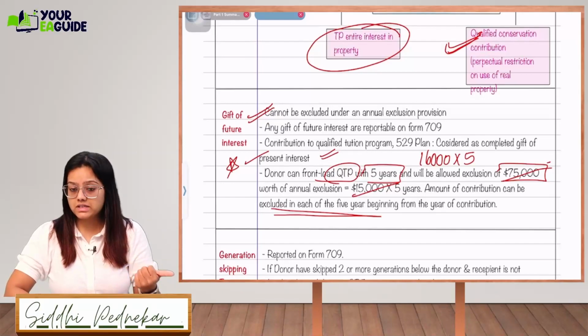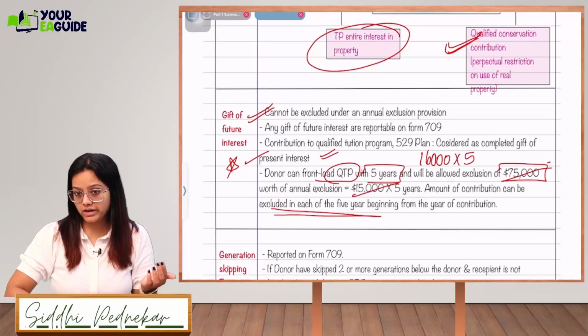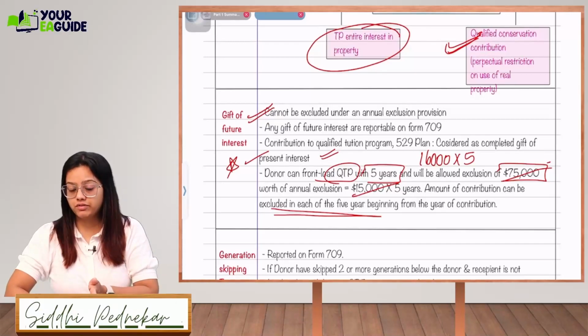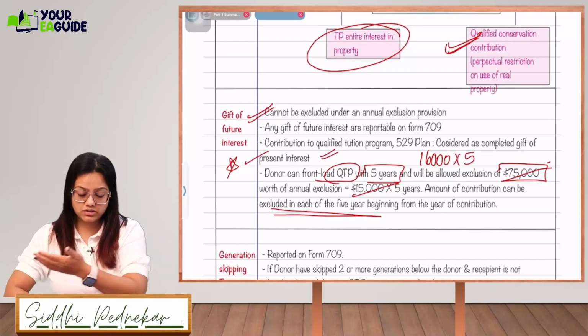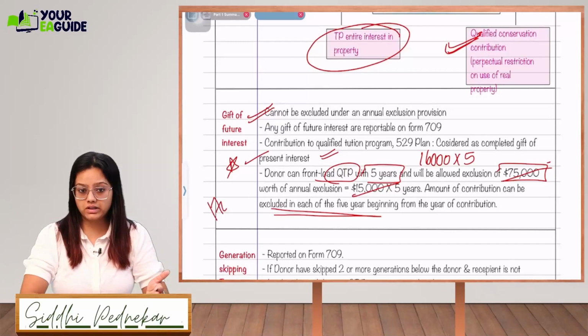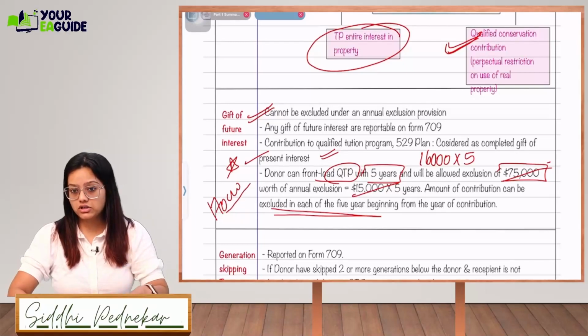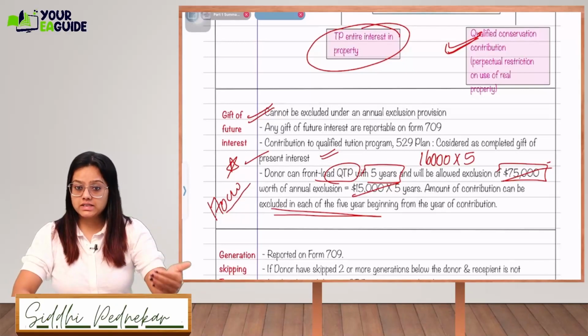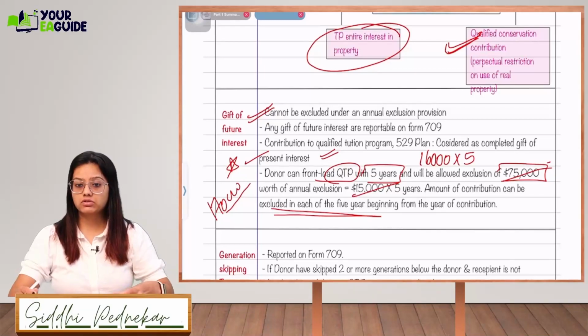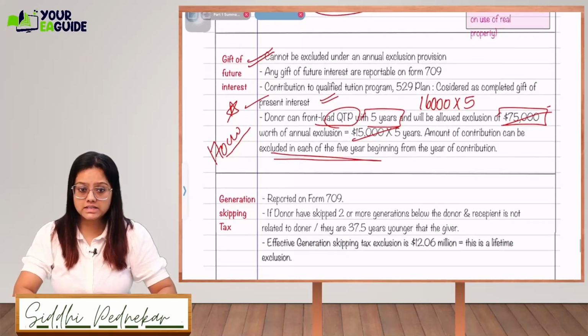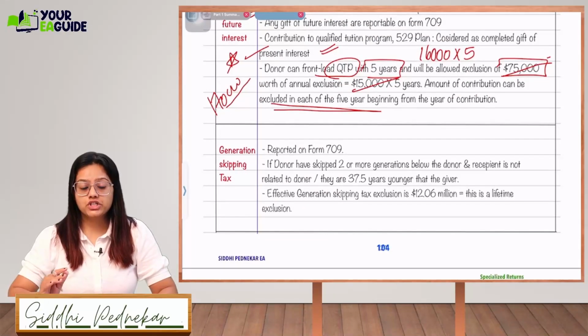Let's say till previous year the limit was 15,000, so you can deduct 15,000, but next year it is now 16,000, so you can deduct 16,000. Let's say next year it is 17,000. Actually for 2023 it is 17,000 as a deduction for annual exclusion of gift tax. So you will deduct 17,000 in the next year depending on whatever is the annual exclusion limit. Got it, guys?